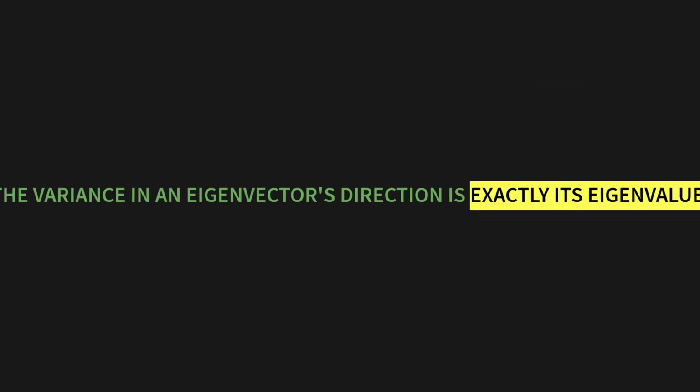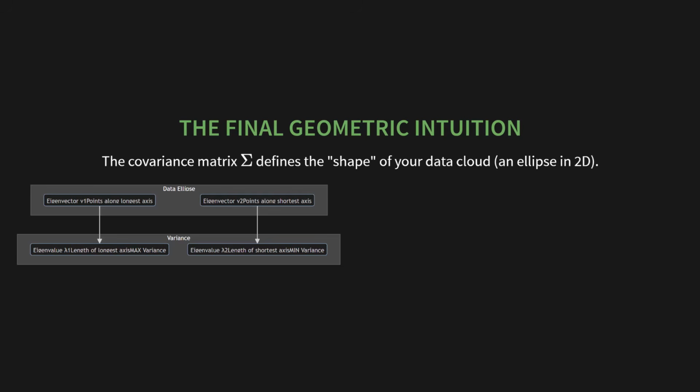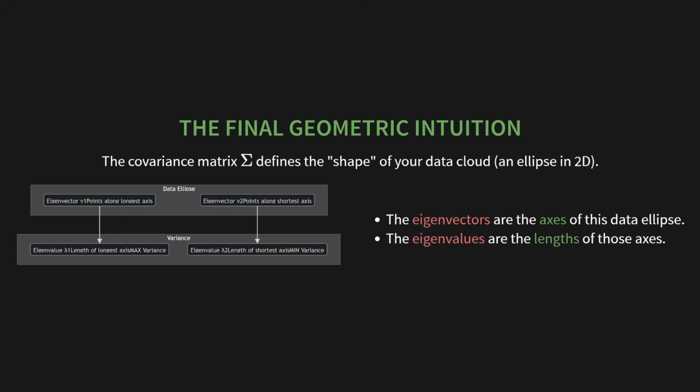Let me give you the final geometric intuition to lock this in for good. The covariance matrix, sigma, defines the shape of your data cloud. In 2 dimensions, that shape is an ellipse, like you see in this diagram. The eigenvectors are the axes of this data ellipse. They point along the directions of pure stretch. And the eigenvalues are the lengths of those axes. They literally measure the amount of spread in those directions. So to find the direction of maximum variance, you just find the eigenvector with the largest eigenvalue.